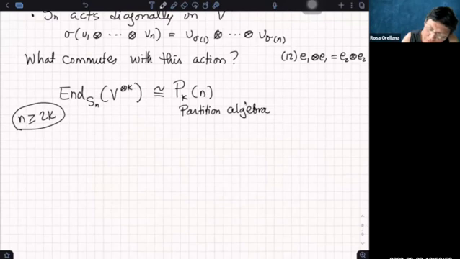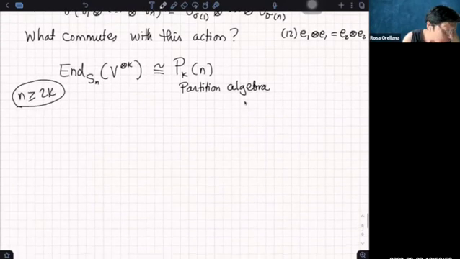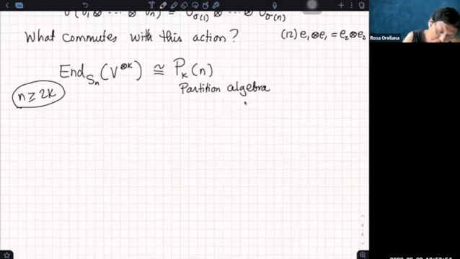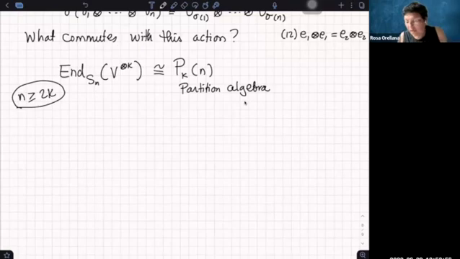As the partition algebra. And so how's the partition algebra defined? Because we are going to be having characters of these floating around in the formulas that we will come up with. So the partition algebra, maybe I'll say it.